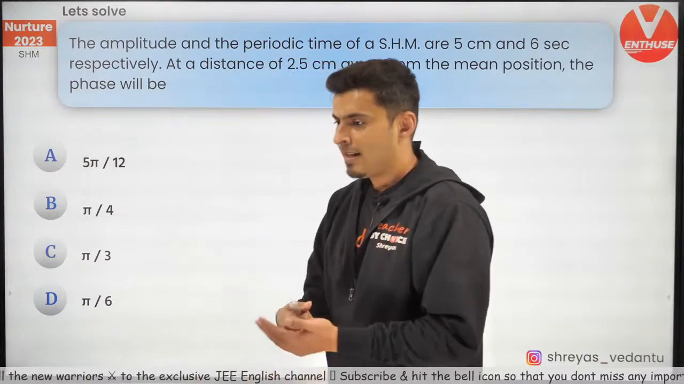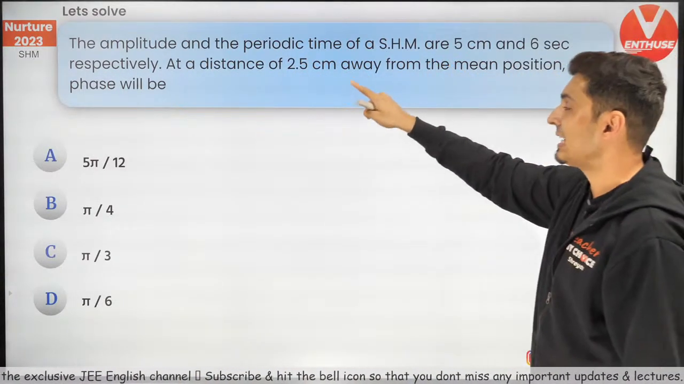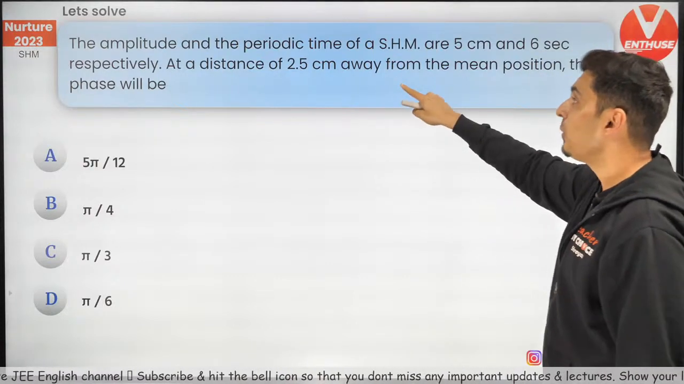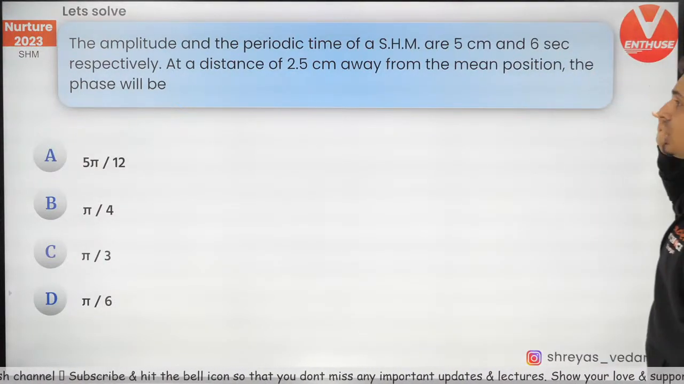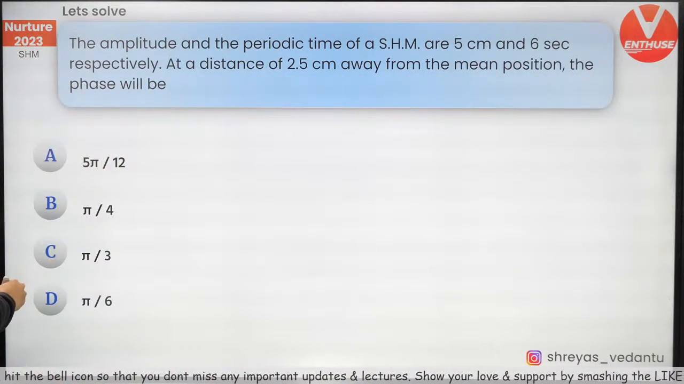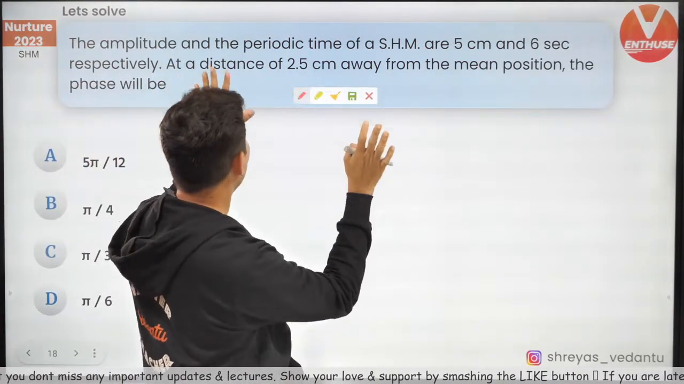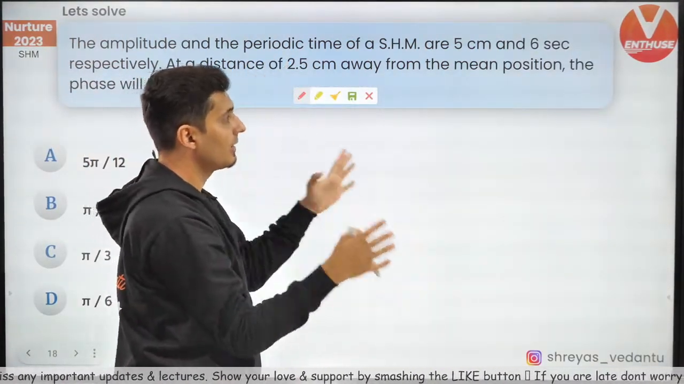The amplitude and the periodic time of SHM are 5 centimeters and 6 seconds respectively. At a distance of 2.5 centimeters away from the mean position, the phase will be? Come on, let's do this. Here's the first question coming up on your screen. Let's start doing it, and we have lots and lots of questions. The amplitude and the periodic time of an SHM are given.